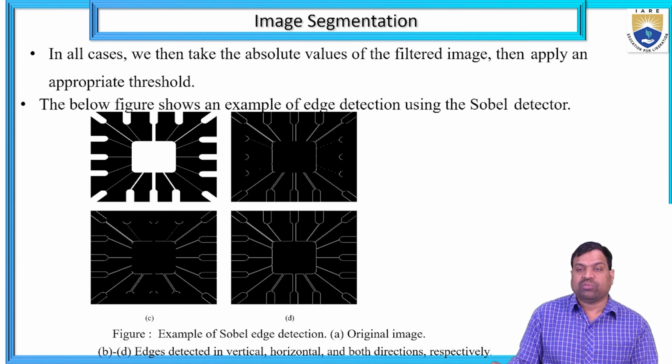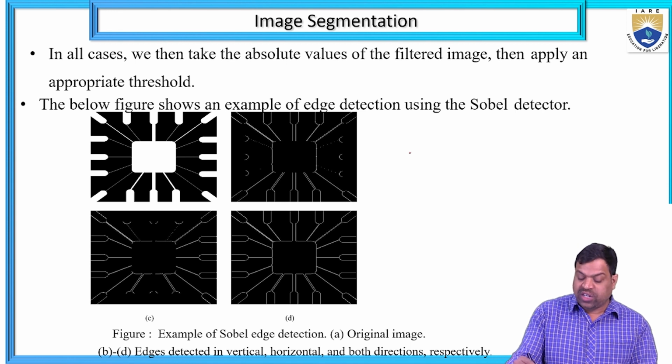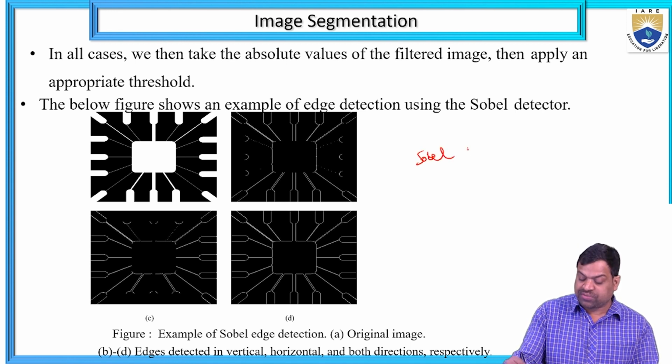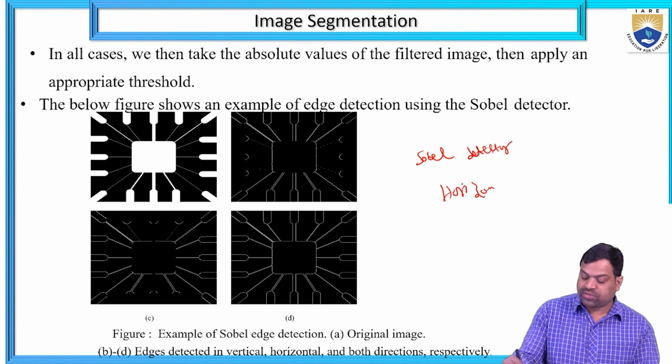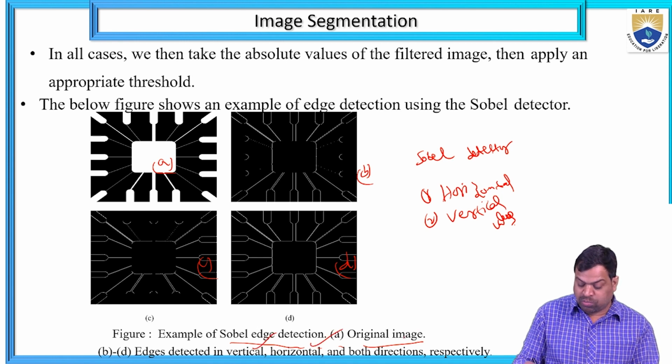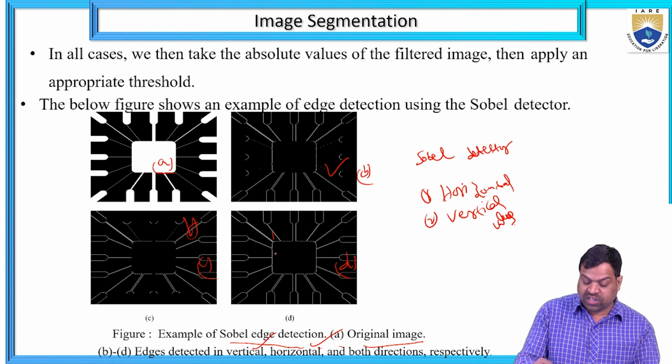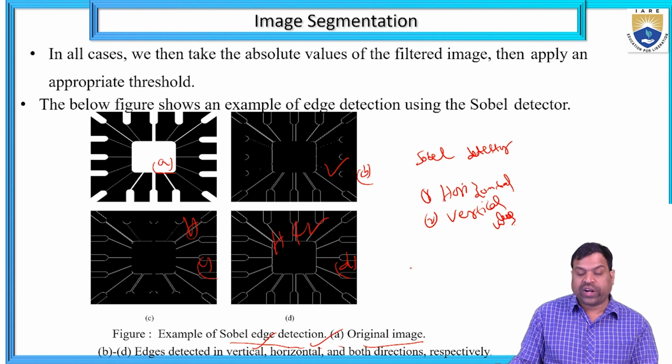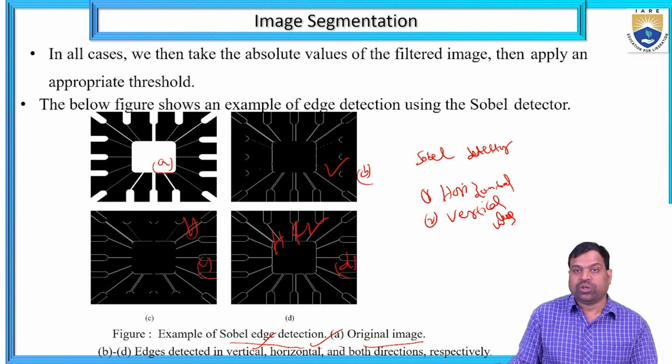The below figure shows an example of edge detection using a Sobel detector. In any Sobel detector, we have to take the horizontal and vertical values. Here is the input image with the Sobel edge detection of the original image, and B, C, D are the edge detection in vertical, horizontal, and both directions, to find the edges of the input image.